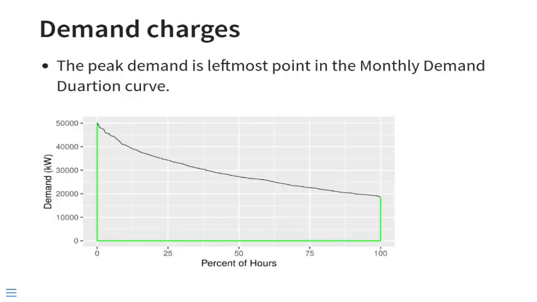Okay, here is the monthly demand duration curve that we're looking at. The peak demand time is on the left, and the minimum demand time is on the right, and we're going to use this curve to try to understand how to distribute demand costs across all hours.